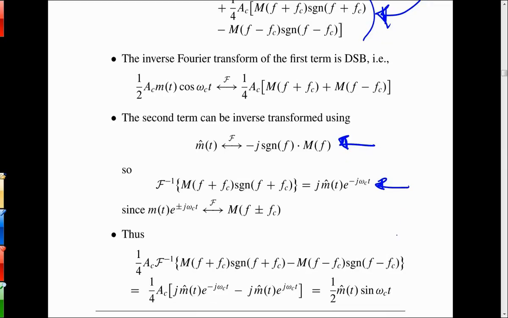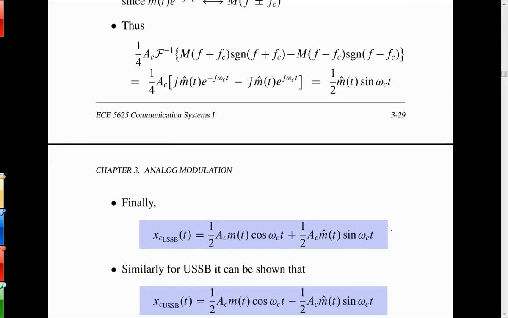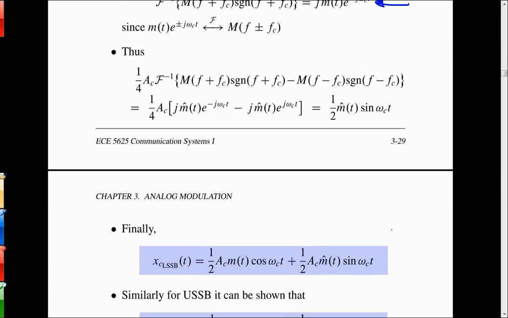So finally what you end up with is that those last two terms involve just the Hilbert transform and the sine carrier as opposed to the cosine carrier. So when you finally put it all together, and I realize I'm going kind of fast, but the blue box is the facts, it ends up pretty nice. It's just m of t cosine, that's the original double sideband, and then the m hat sine term.